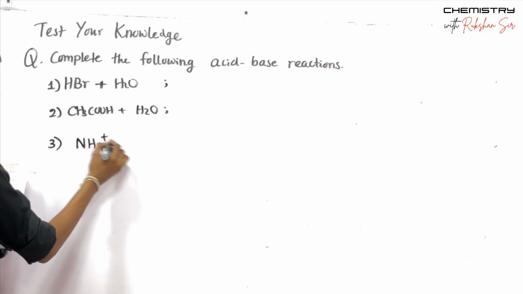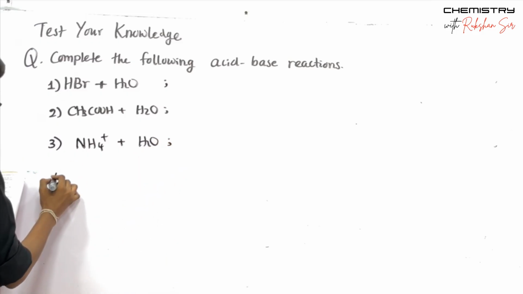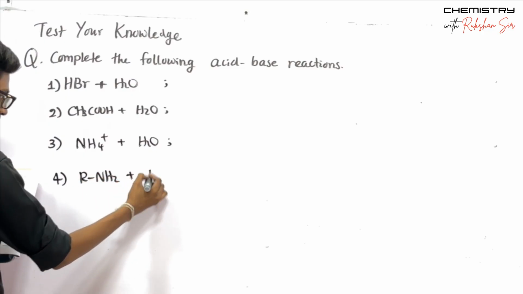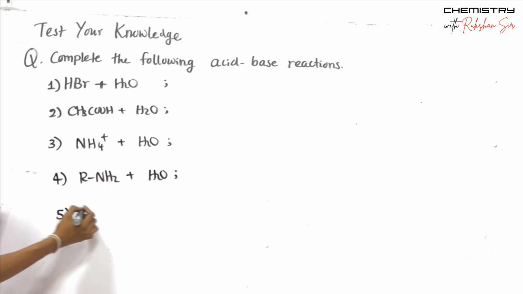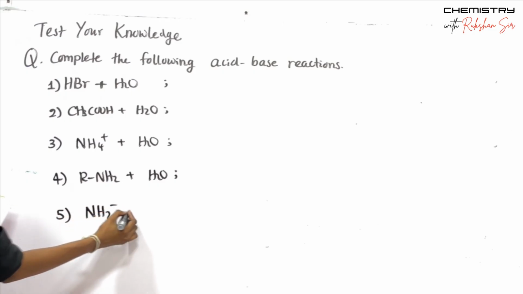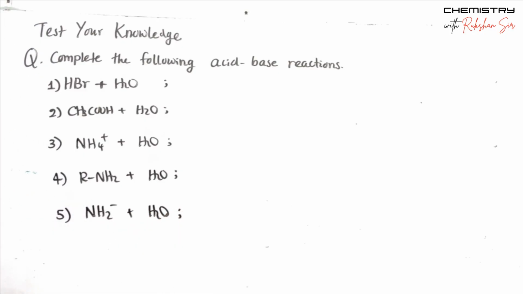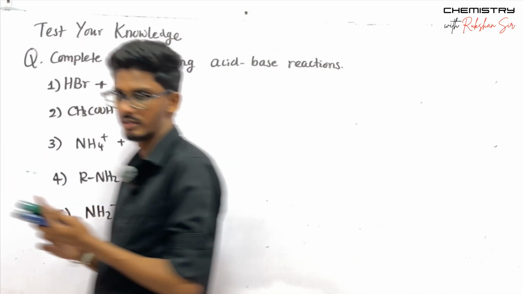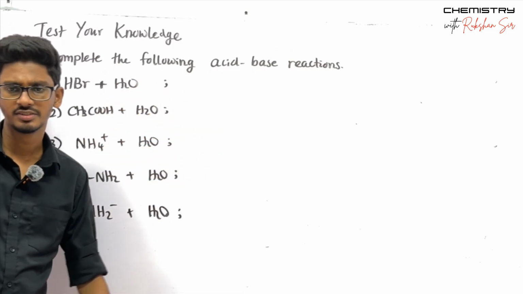Number 3, NH4 plus and H2O. Number 4, RNH2 plus H2O. Fifth one, NH2 minus plus H2O. Let's complete. First write the products. After that, just consider whether it's a straight arrow or double arrow.